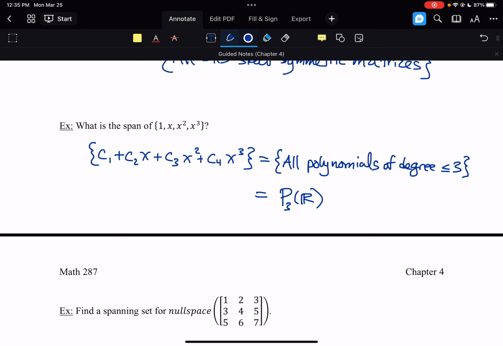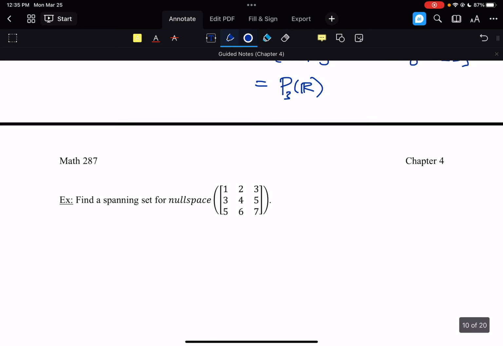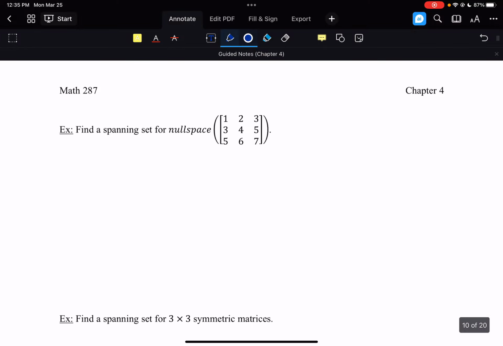All right. Taking a look at the next example here. Find a spanning set for the null space of this matrix. So remember, the null space is going to be the solution to this homogeneous system of equations. So that x vector, that x, y, z, that solution set is the null space. Okay, so if we can find the solution set, we can then find a spanning set for it.